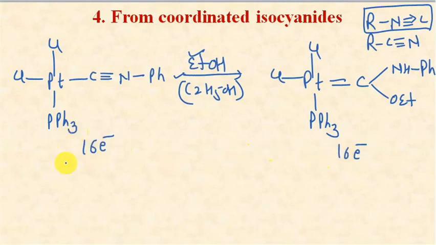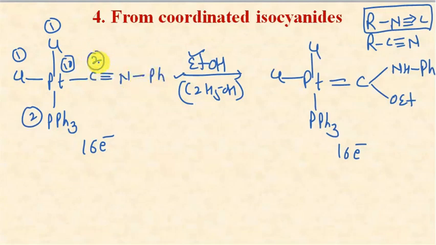We can calculate these electrons in a similar way. This is contributing 1 electron, 2 electrons. Platinum has 10 electrons in the valence shell, okay? And this alkyl or phenyl isocyanide will contribute 2 electrons. In total we have 10, 12, 13, 14, 15, 16 electrons. And then in this compound we also have a 16 electron count.